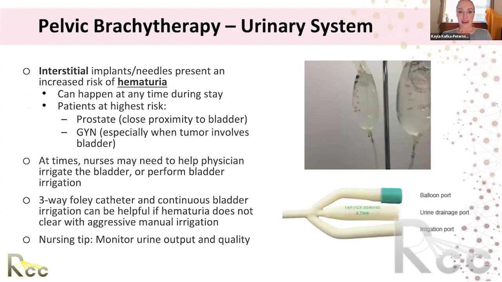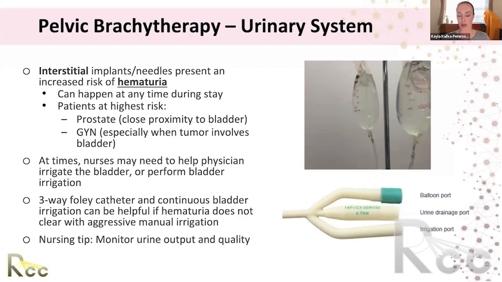So for pelvic brachytherapy, the other thing we have to be really careful of and watch for as nurses, if there's an interstitial implant in the pelvis, the patients are at risk for hematuria. We see this the most in our prostate patients, just with the proximity of the prostate to the bladder, but also in the gynecologic patients, you can see it, especially if they have bladder involvement of their tumor. So nurses just need to watch for hematuria development.